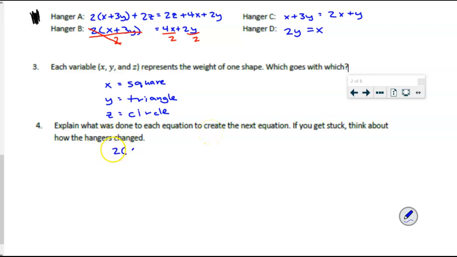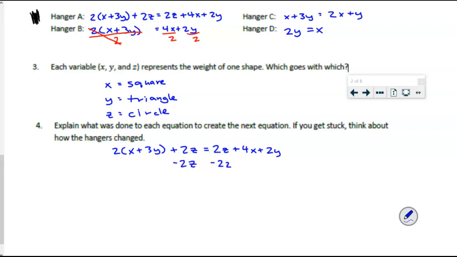We have our 2 groups of x plus 3y plus 2z is equal to 2z. Do you guys see why I put lines through my z's? Without, they look too similar to a 2. You don't have to, but it is a good idea. So that first step, we subtracted those circles. So subtract 2z from each side.